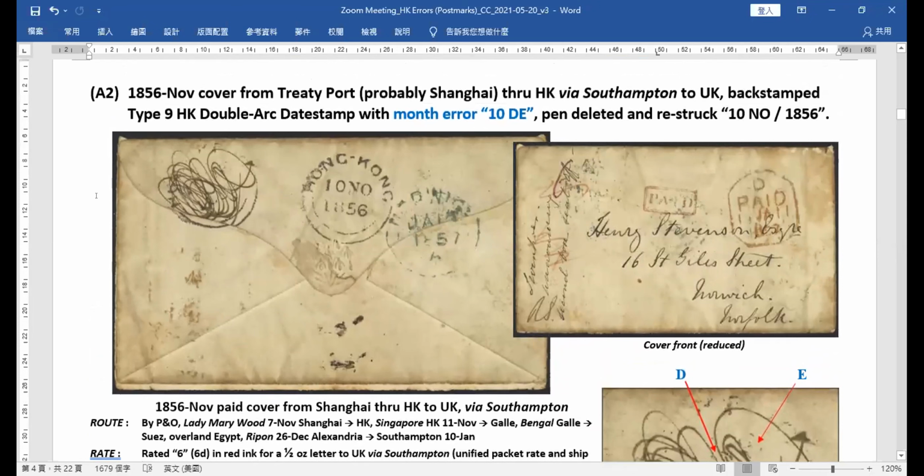Okay, any question about this cover? No, then I go further.